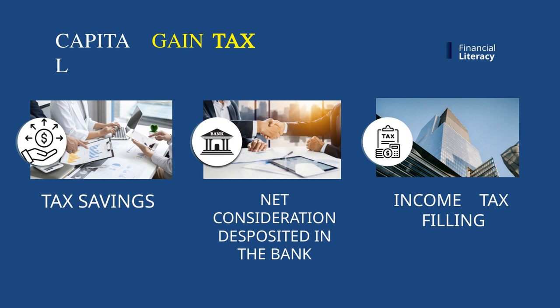This is the tax you pay on the profit you make from selling assets like property or investments. Understanding how capital gains tax works can help you plan your investments better and possibly minimize the tax payable on those gains. Then there's the net consideration deposited in the bank. This is the amount you actually receive after all taxes are deducted from your investment or sale proceeds. It's crucial to know this because it reflects your real earnings after tax obligations.